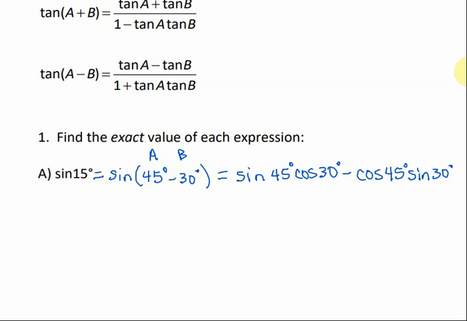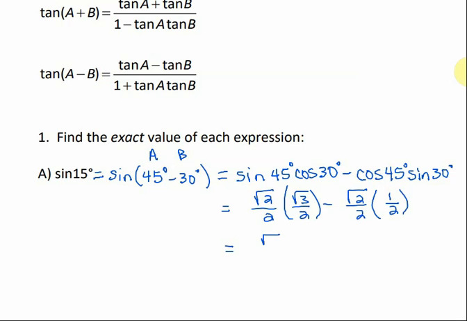The sine of 45 degrees is the square root of 2 over 2, and the cosine of 30 degrees is the square root of 3 over 2. Minus the cosine of 45 degrees, which is the square root of 2 over 2, times the sine of 30 degrees, which is 1/2. I multiply those together and I get the square root of 6 over 4 minus the square root of 2 over 4. And I'll put those together and I get the square root of 6 minus the square root of 2 over 4.